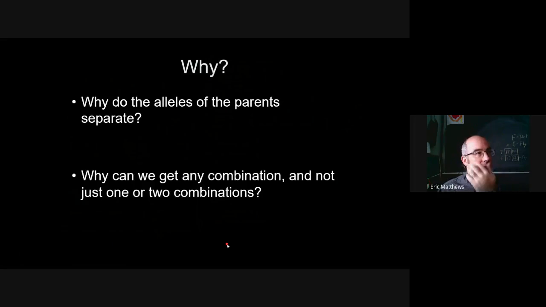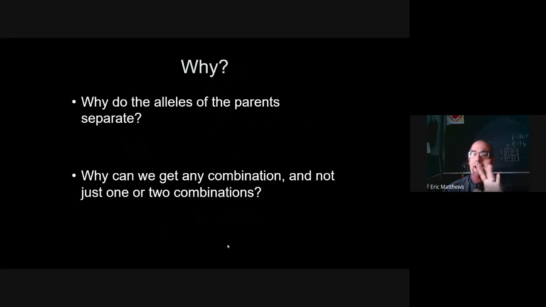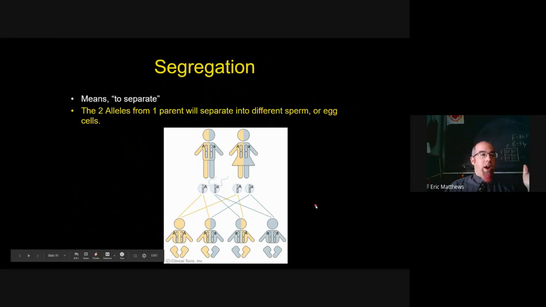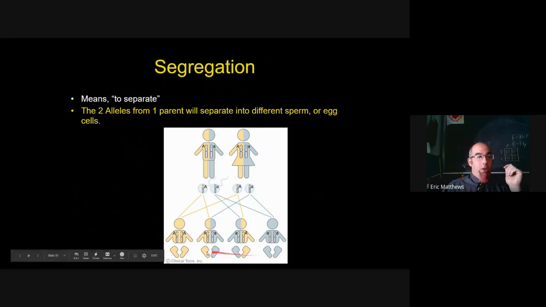Let's get into the new stuff. So we can look at scenarios and say, well, why do the alleles separate? How do we get all these combinations? And basically it comes down to two different rules. The first one is the law of segregation. Gregor Mendel came up with this forever ago. And basically all he's saying is that clearly we can each donate one of two different alleles. So they must separate so that we can get all the possible genetic combinations.